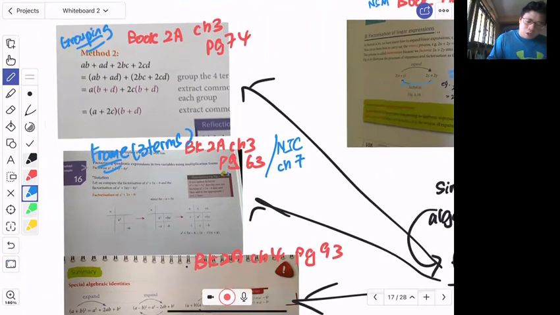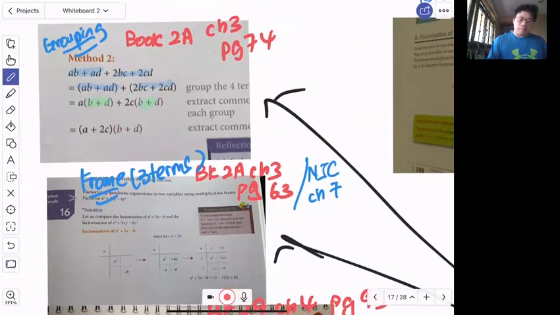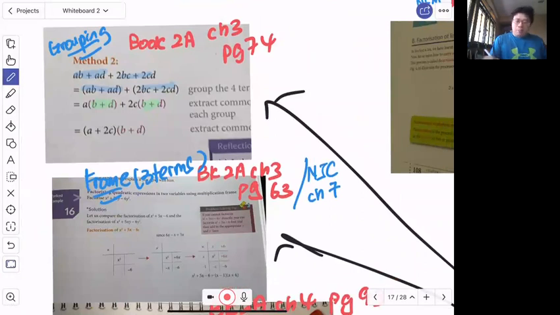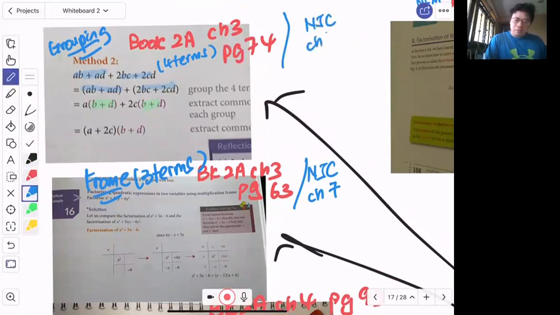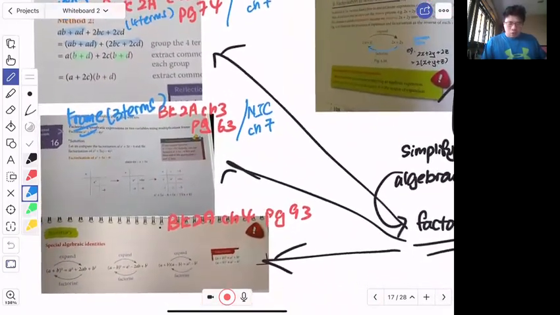This is called grouping, where basically you do common factor 2 times. Take the first 2 terms together, take the second 2 terms together. You realize that there's a common factor after you factorize one time. That's called grouping, and typically you will see 4 terms. This is in book 2A, chapter 3, page 74. In NJC, this is our chapter 7 as well, which we just covered in the dance studio.